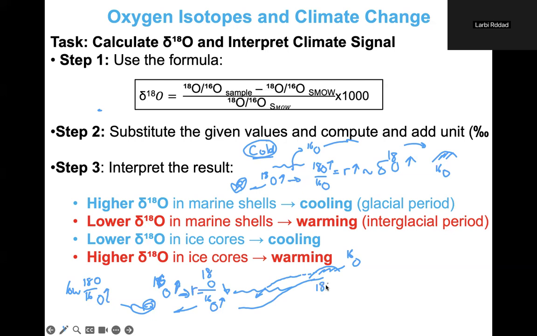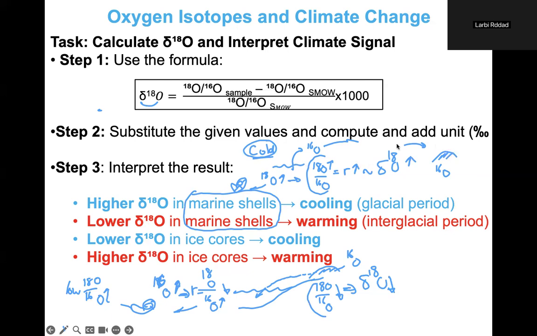So because O18 over 16O is lower, this also means delta O18 would become lower. And that's what you have here. Lower delta O18 in marine shells means warming. Higher delta O18 in marine shells means cooling. Very simple. In the ice it's the opposite. So if we're talking about marine shells, these are the two scenarios we have: either a high ratio or a lower ratio. Now, how about ice itself?